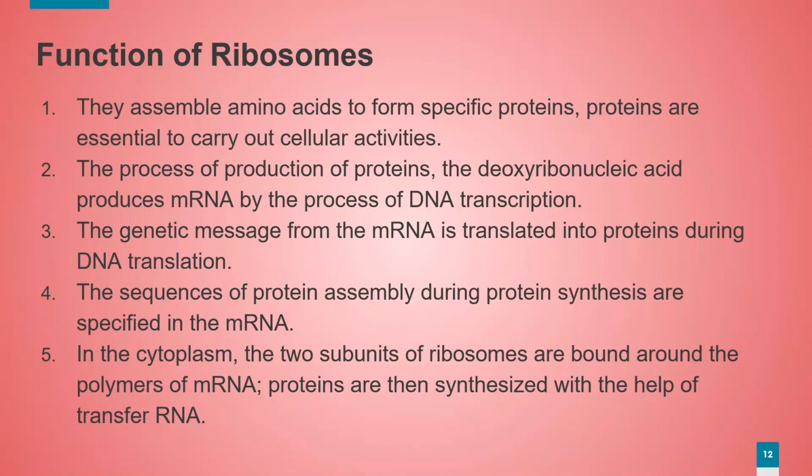Function of ribosome. They assemble amino acids for specific proteins. Proteins are essential to carry out cellular activity. In the process of production of protein, the deoxyribonucleic acid produces mRNA by the process of DNA transcription. The genetic message from the mRNA is translated into proteins during translation. The sequence of protein assembly during protein synthesis is specified in the mRNA.